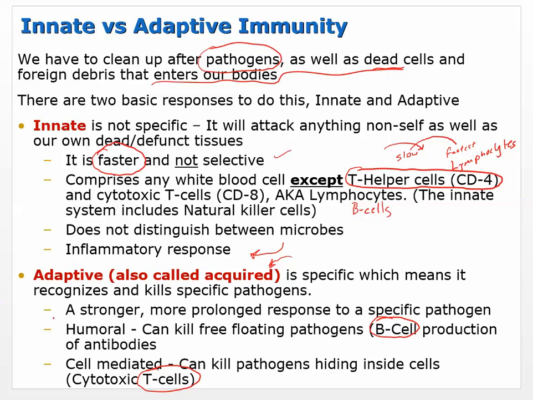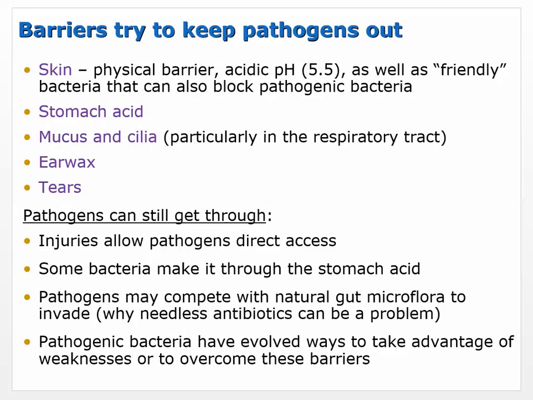Humoral, and again, we'll talk about this in detail, but humors just means fluid, so it's floating around, so that it can kill things that are floating around. It can kill things that are hiding in cells. So that's actually something that the innate immune system is not able to do. If something hides in a cell, it's not going to find that unless there's something wrong with the cell, and then it'll just kill the whole cell.